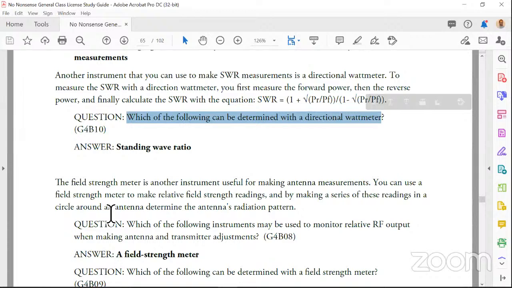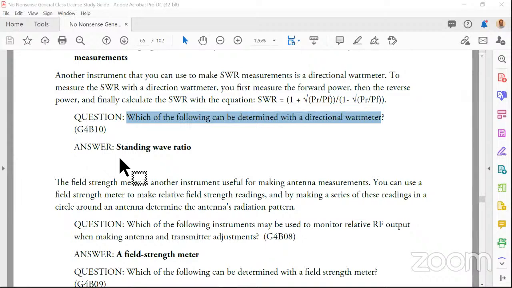Continuing. Which of the following can be determined with a directional wattmeter? So the instrument that we are talking about now is the directional wattmeter, not the oscilloscope, not the antenna analyzer. But what can we determine with that instrument called the directional wattmeter? We can determine SWR, standing wave ratio.